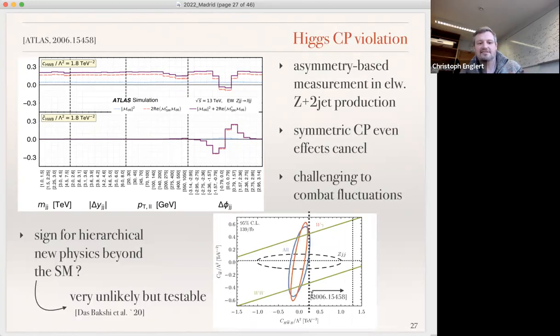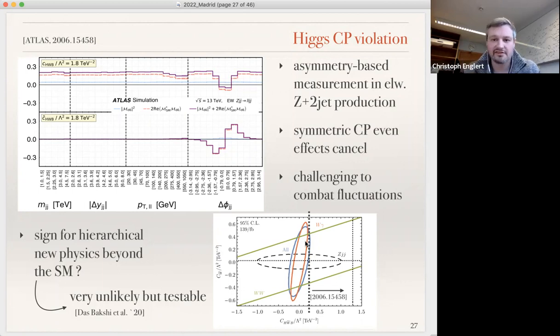So the size of these Wilson coefficients is so large that it's very unlikely this is new physics, but it's testable. So you can look into W gamma production, for instance, which is sensitive to these two additional operators that Atlas are considering there. So that region is favored by Z plus 2 jet production, and essentially this region could be cross-checked with W gamma production, which is essentially sensitive to only these two operators at leading order.